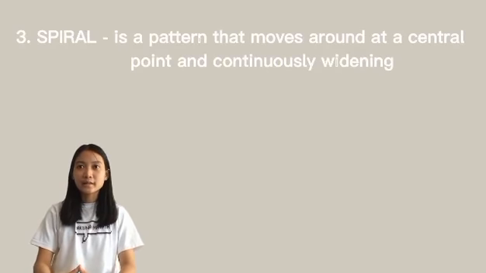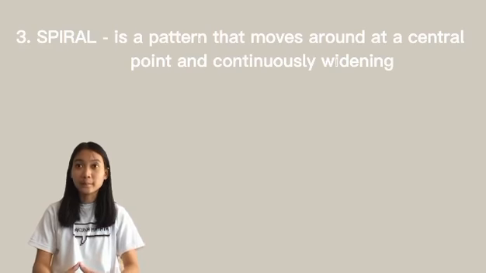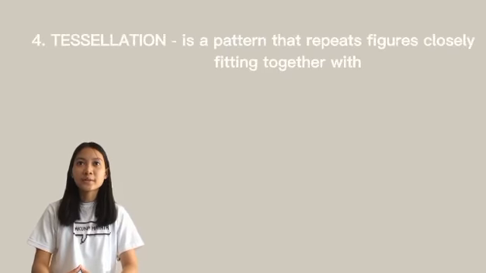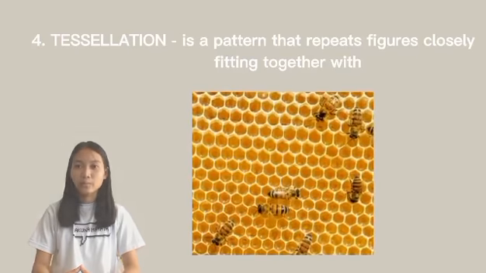So the third is spiral. Spiral is a pattern that moves around a central point and continuously widens. So the example of this is a giant wave. Fourth is tessellation. Tessellation is a pattern that repeats figures closely fitting together. Example of this is the honeycomb.